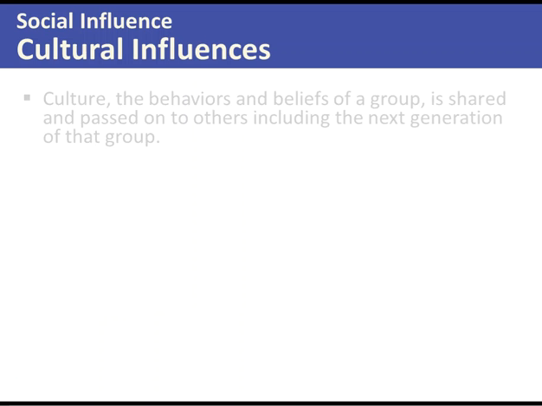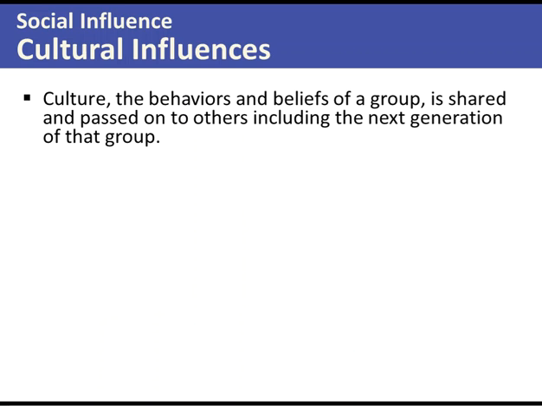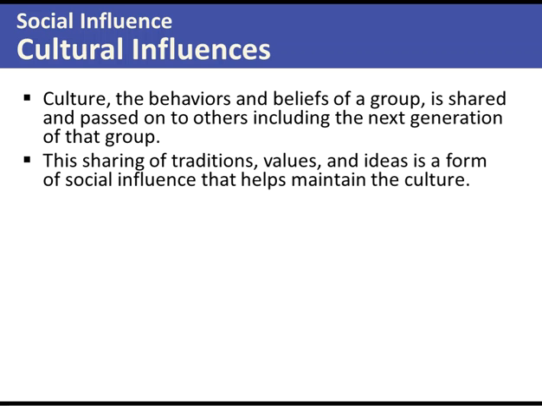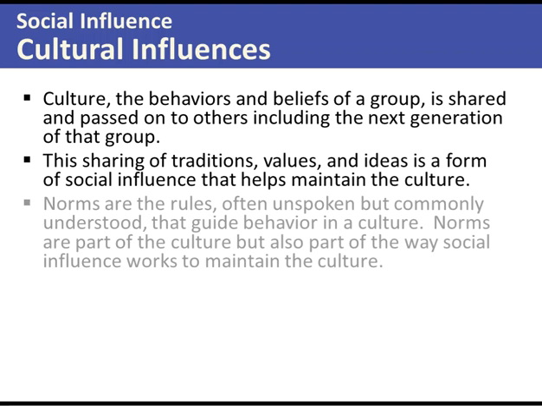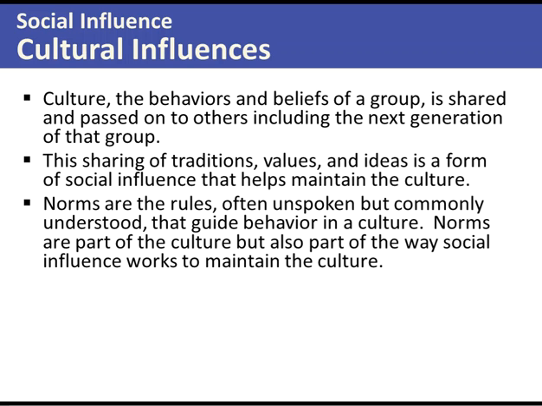Cultural influences. Culture: the behaviors and beliefs of a group are shared and passed on to others, including the next generation of that group. This sharing of traditions, values, and ideas is a form of social influence that helps to maintain the culture. Norms are the rules, often unspoken but commonly understood, that guide behavior in a culture. Norms are part of the culture, but also part of the way social influence works to maintain the culture.